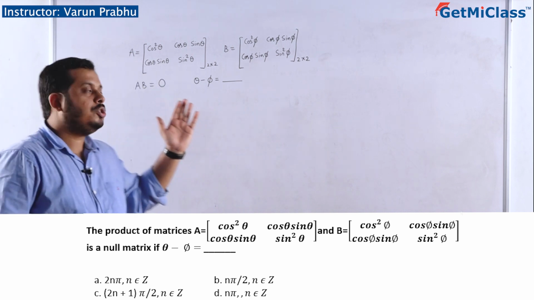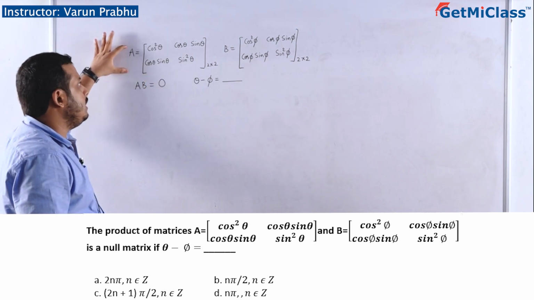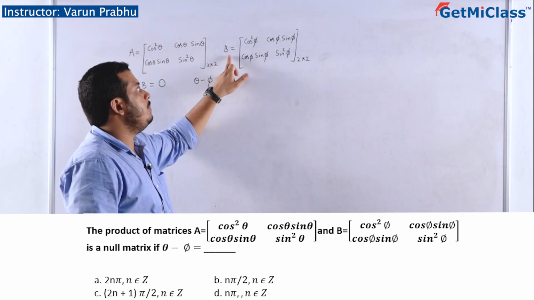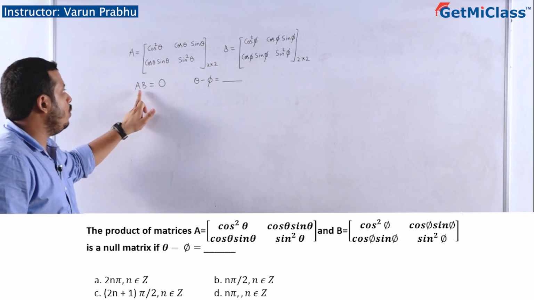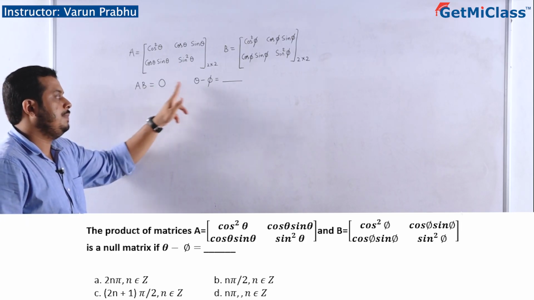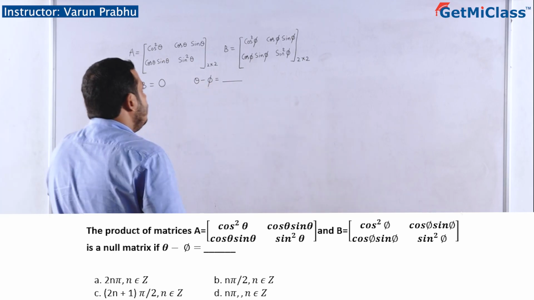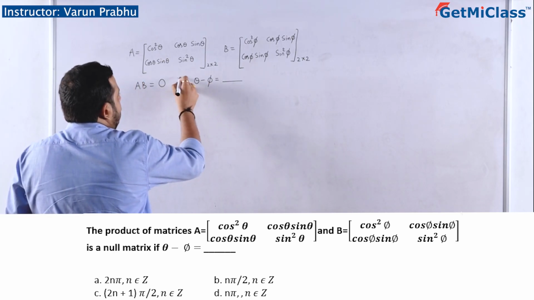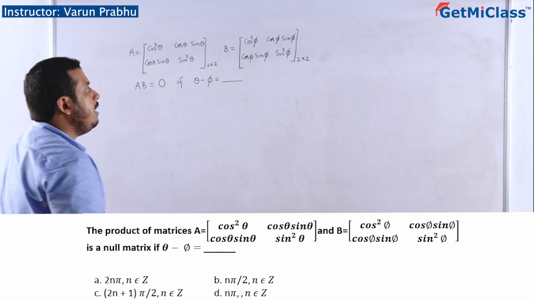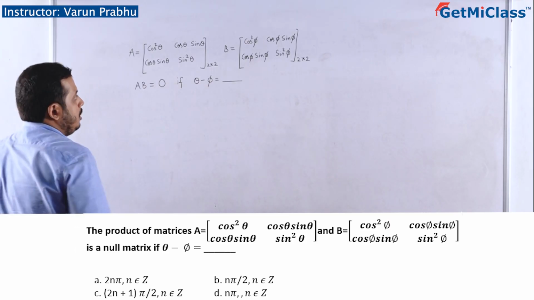If you look at this question, students, what is told in the problem is that a matrix A is defined. It's a 2 cross 2 matrix. B is a matrix defined, and it's also told in the problem that A into B is a null matrix. Null matrix means zero matrix. If at all A into B should result in a zero matrix, then theta minus phi should be equal to what is the question asked.